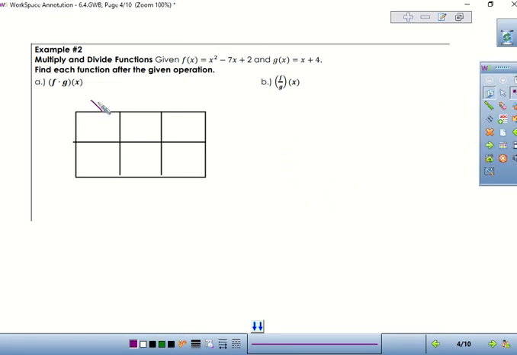So that's going to be x squared plus, or sorry, it's a minus, minus 7x plus 2x, and then x plus 4. I'm going to multiply these corners together.